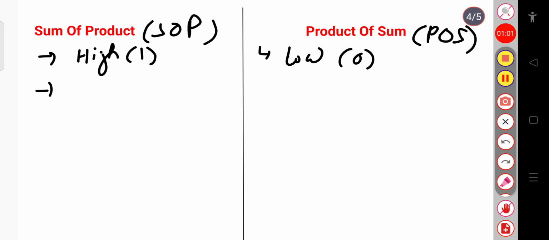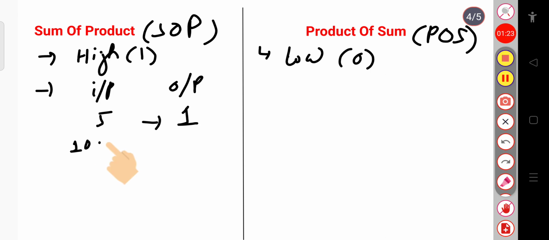So in case of sum of product, that is SOP, suppose my input is 5 and the output is in the on state. So we will say that is in the high state, that is 1. In the digital circuit, 5 means 101. I think you can calculate how 5 comes to 101: the 1 means 2 power 0, the 0 means 2 power 1, and the 1 means 2 power 2.